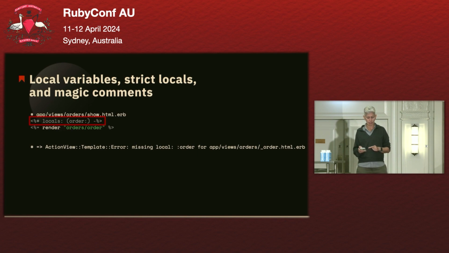So in this case, I say I always want to have order passed in to this partial. And if I don't pass that in, I will get an exception, an ActionView::Template::Error, missing local order for this partial, which is actually quite cool. You can also add a default value in case you're not passing an order in, right in that magic comment.